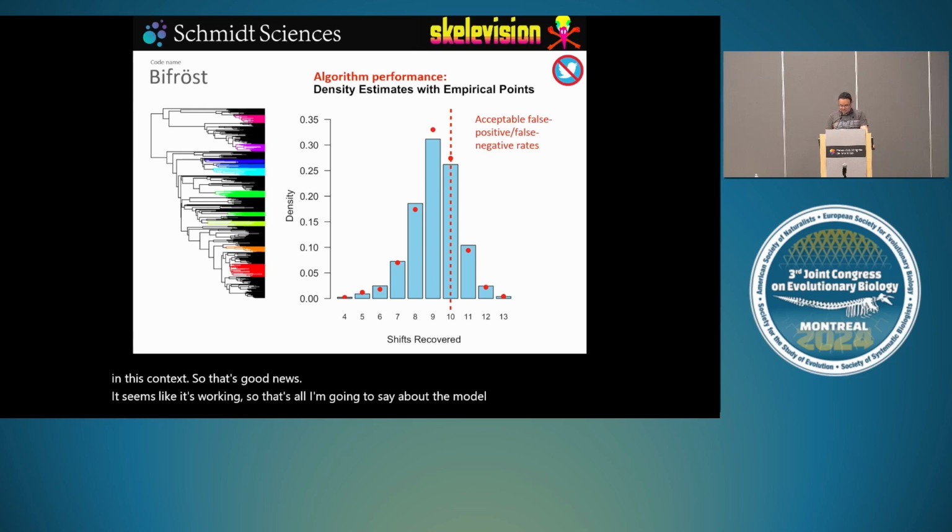And here's some actual empirical results. When we apply this approach to this giant phenotype data set that we generated for passerines. I should also thank Ian for giving us a nice introduction to basically what I'm going to talk about.